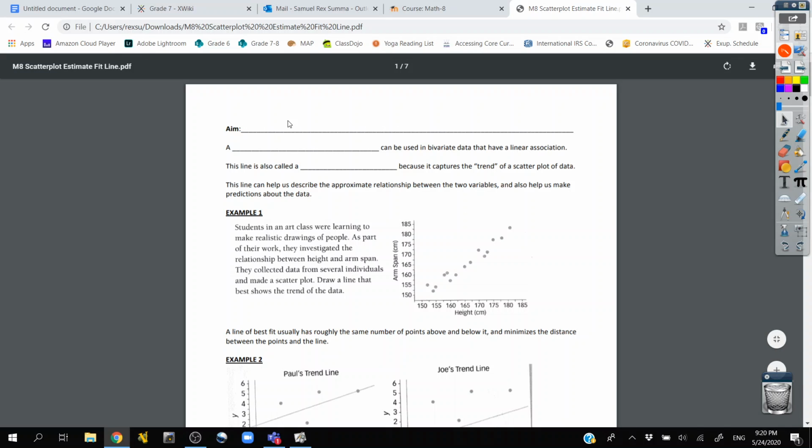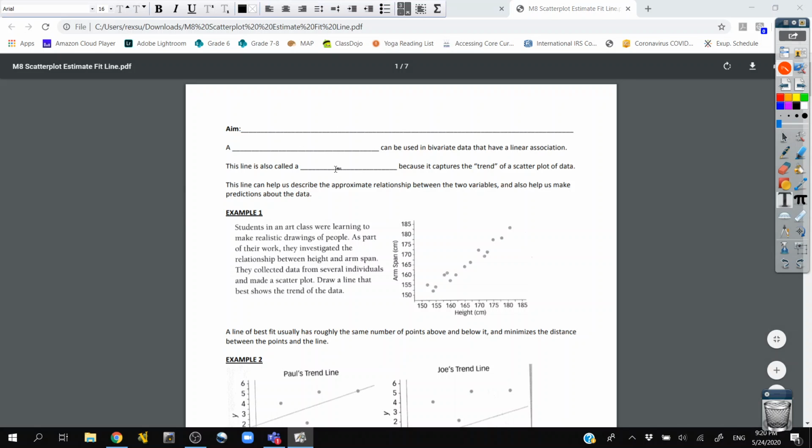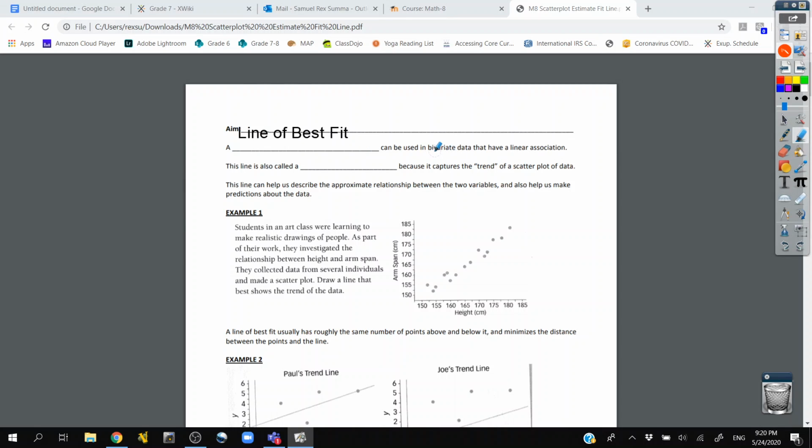The aim up here, I was thinking you just put your name. I wasn't thinking an aim at all, but a line of best fit can be used in bivariate data. When we say bivariate here, we mean two variables. So say we have arm span and we have height. There are two separate variables, but we have bivariate data, and a line of best fit would describe the relationship between that data.